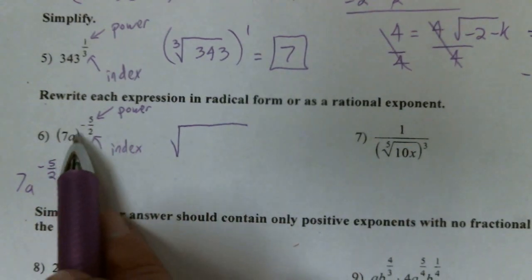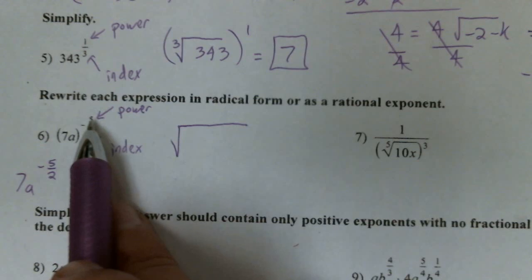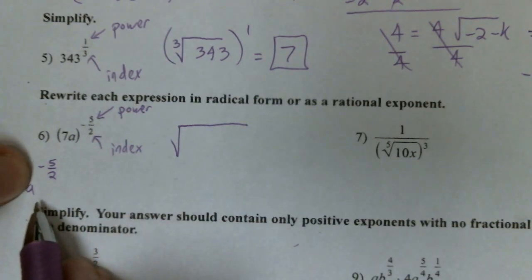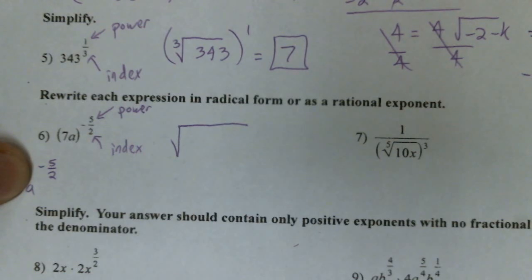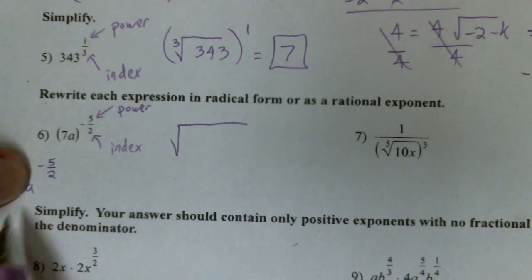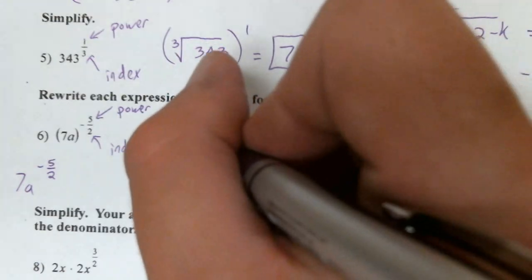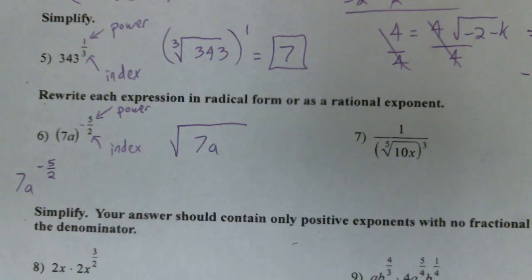In this case, I'm raising the 7a to the negative 5 halves power. In this one, I'm only raising the a to the negative 5 halves power. The 7 doesn't get to play because it's not in parentheses. Okay, big difference. But in this case, all of it is, so all of it goes inside the parentheses.